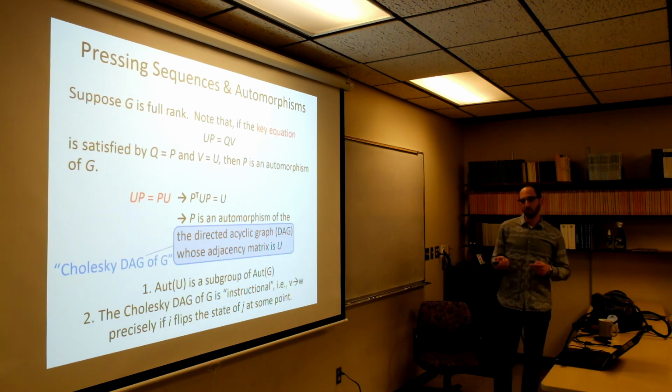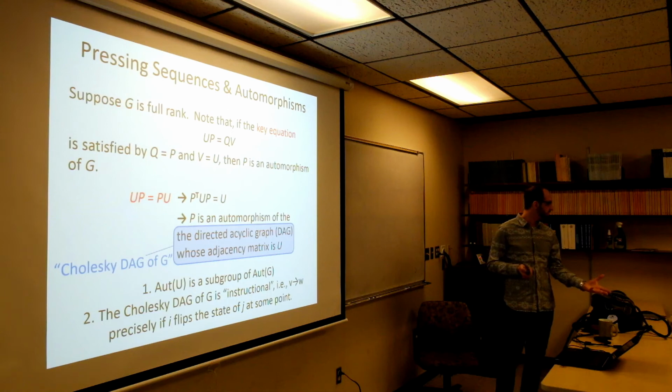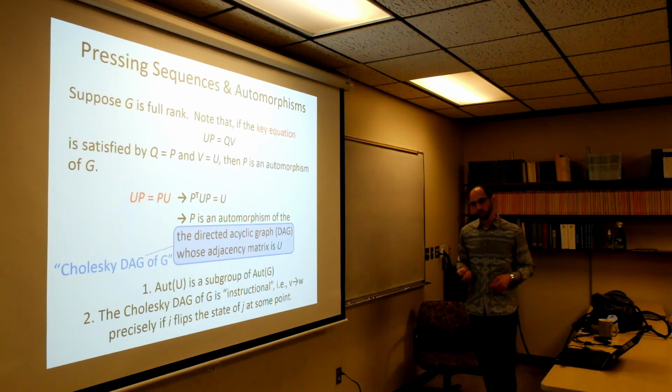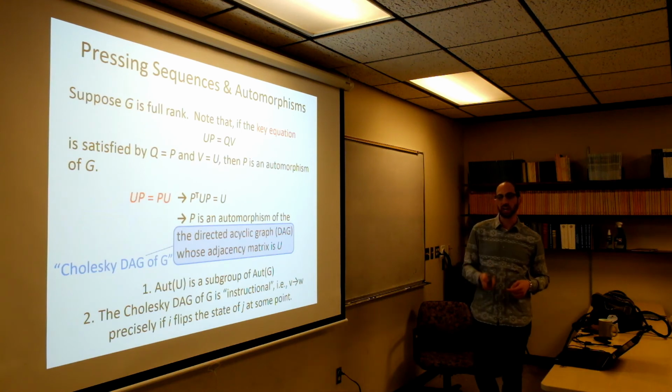So it says that V has an edge going to W in that DAG precisely when, at some point during the pressing sequence, you go to press V and it flips the state of W. So it's the instructions on which vertices affect other vertices. The DAG actually encodes the entire process of pressing, not just the original pressing sequence, but the process itself. So it's sort of the instructions for performing the Gaussian elimination.